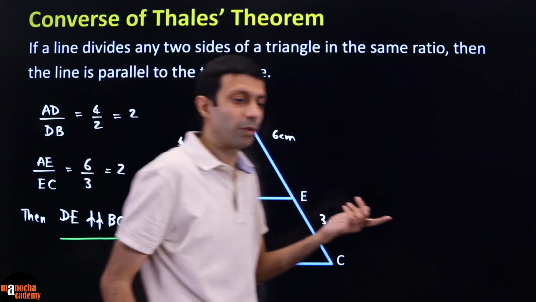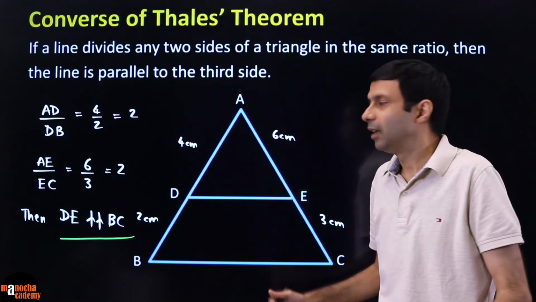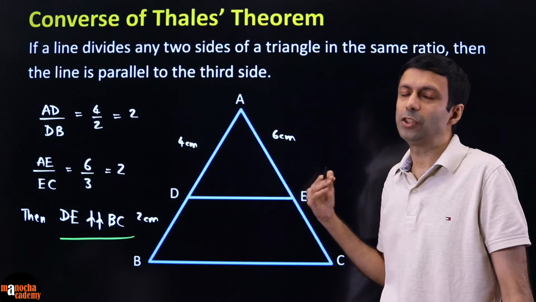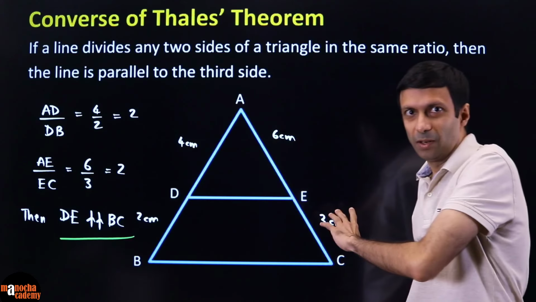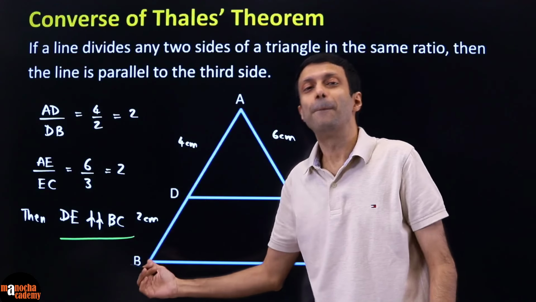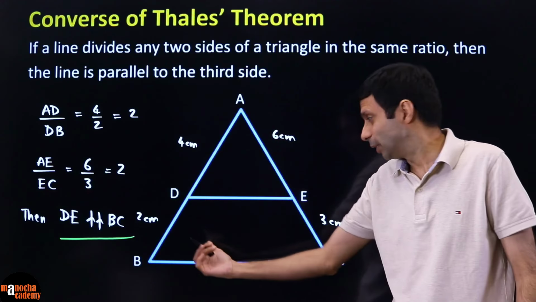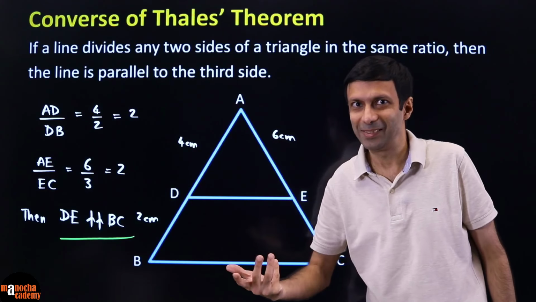In Thales theorem, what was it? It was opposite. It was given that DE is parallel to BC and we said that the ratios of these two sides are equal. Here it is opposite. The ratios are given equal. That means based on it, the line DE must be parallel to this side BC. So is the converse or the opposite clear?